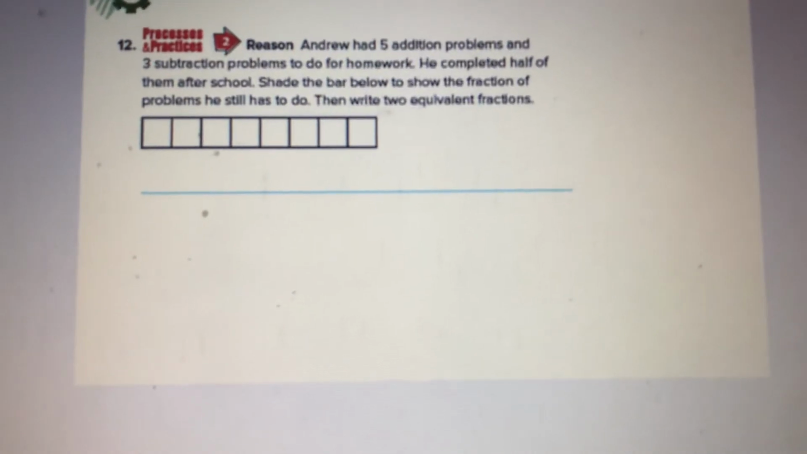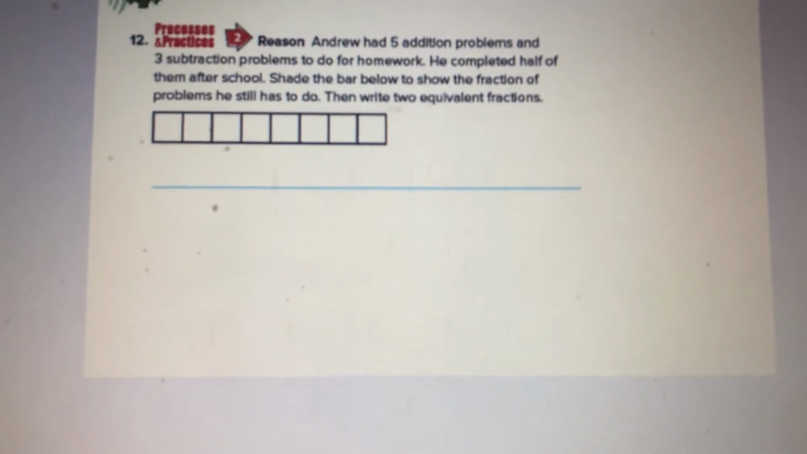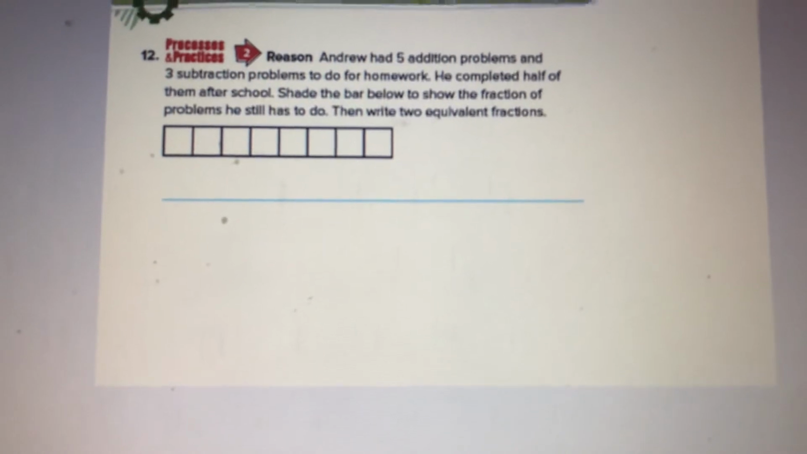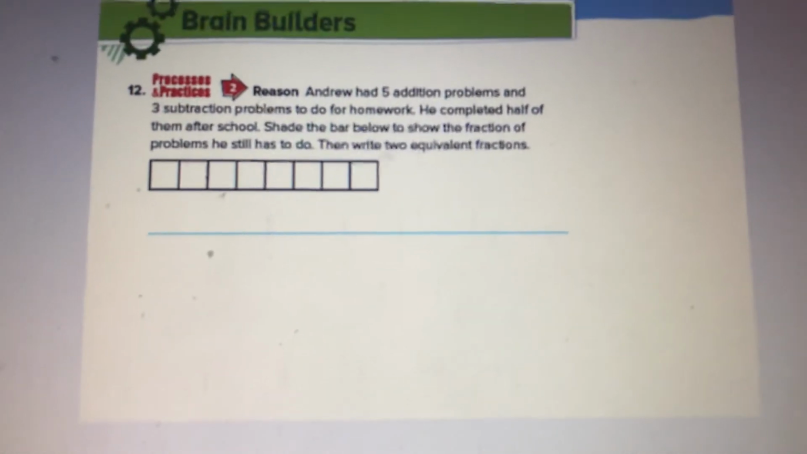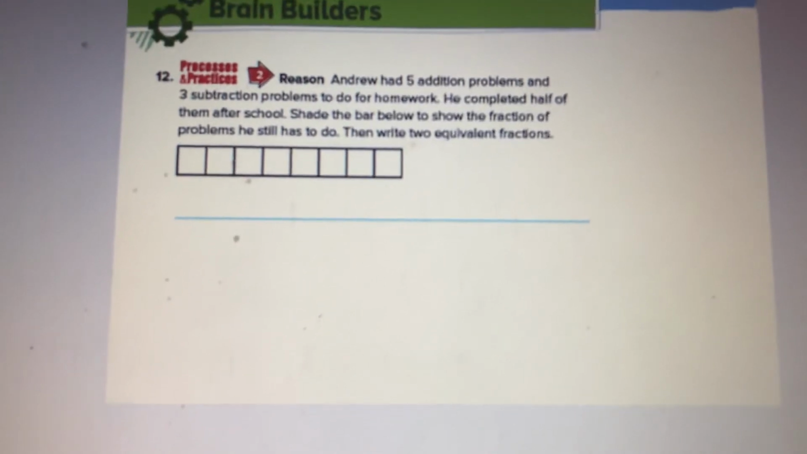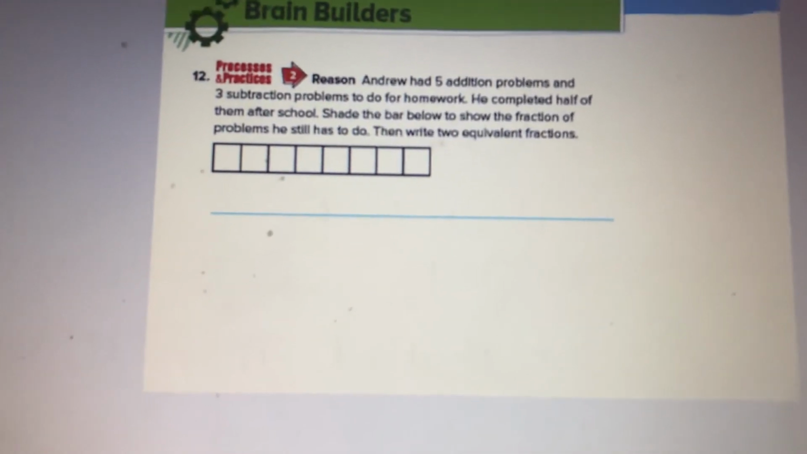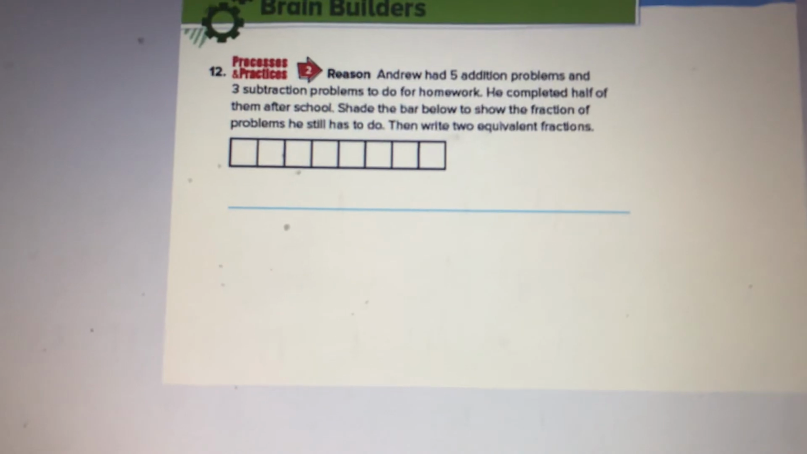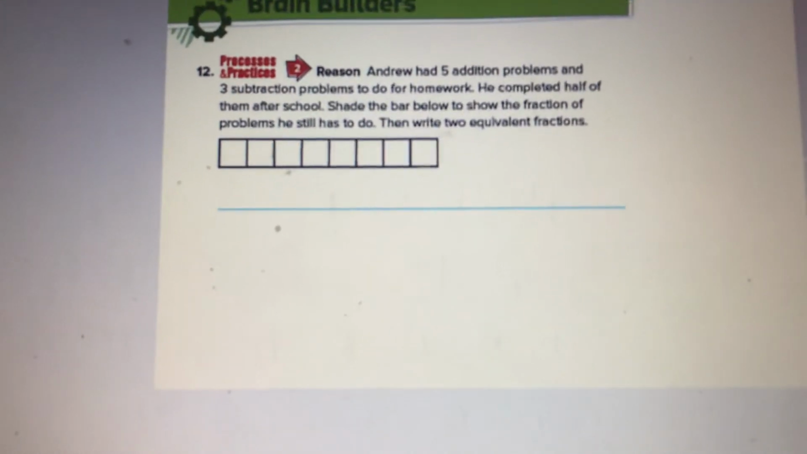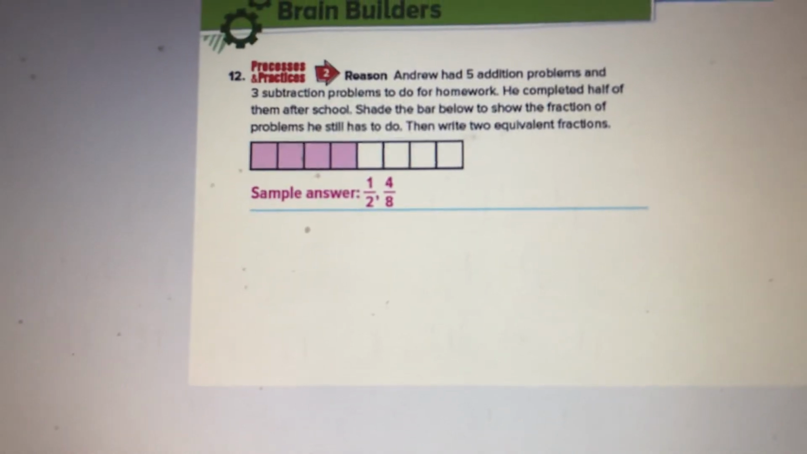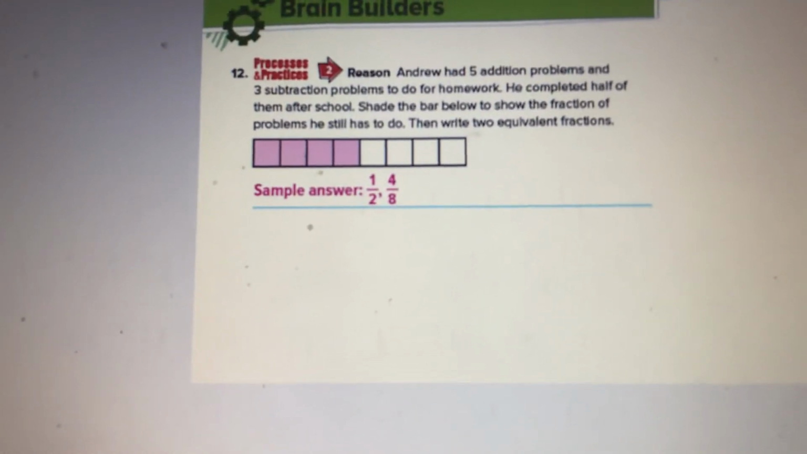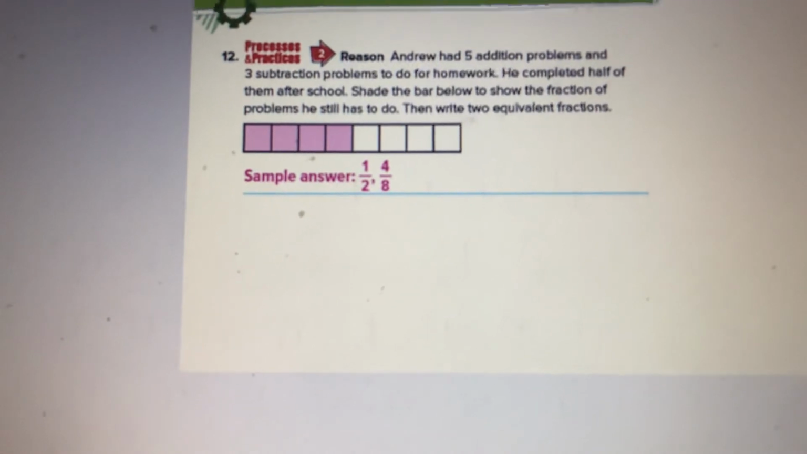All right, Andrew had 5 addition problems and 3 subtraction problems to do for homework. He completed half of them after school. Shade the bar to show the fraction of the problems he still has to do. You have to read these questions carefully. So he had 5 addition problems and 3 subtraction problems. He completed half of them. So you have to know 5 plus 3 is 8, and then what's half of 8? You should go ahead and shade in 4. When you shade in 4, you can see that that would be 4/8, and an equivalent fraction to that would be 1/2.